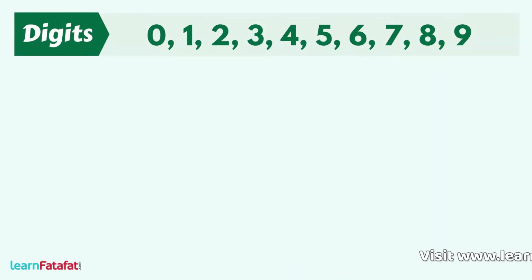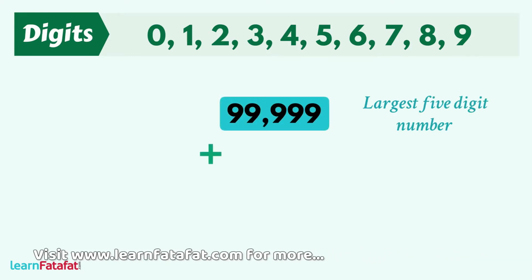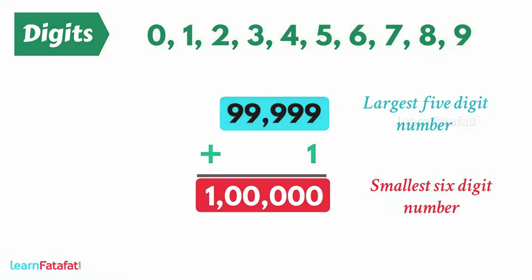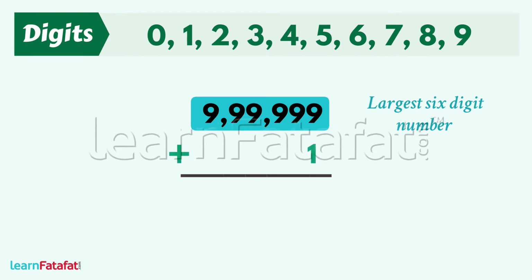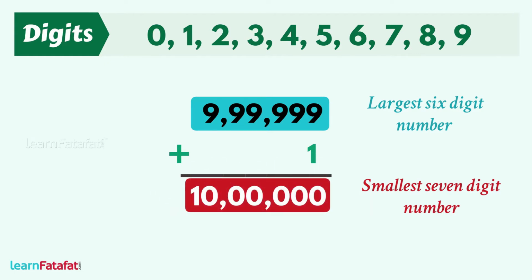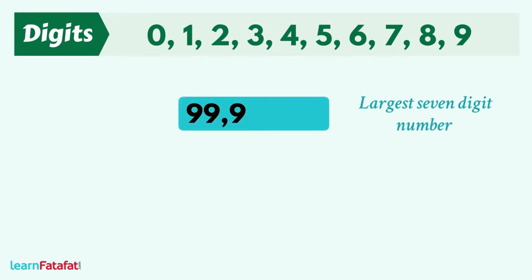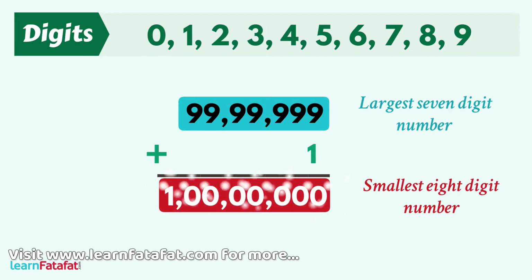Similarly, we have the largest 5 digit number 99,999. Adding 1 to it gives the smallest 6 digit number, 1 lakh. The largest 6 digit number is 9,99,999. Adding 1 to it forms the smallest 7 digit number, 10 lakh. The largest 7 digit number is 99,99,999. Adding 1 to it forms the smallest 8 digit number, 1 crore.